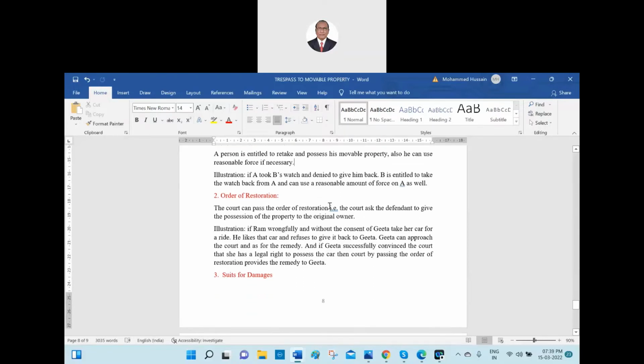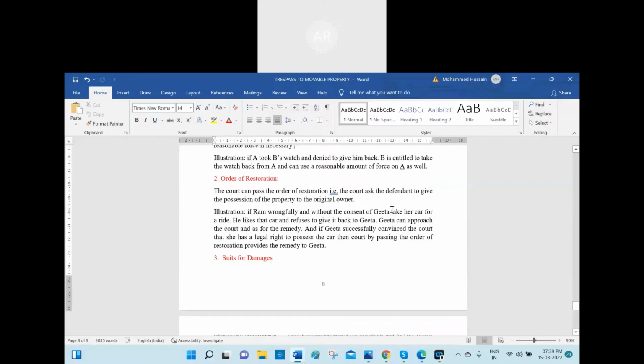What is an illustration? If A took B's watch and denied to give it back, B is entitled to take the watch back from A and can use a reasonable amount of force on A as well to take the watch back. Is it clear? Yes, sir. Read the second one. Order of restoration.